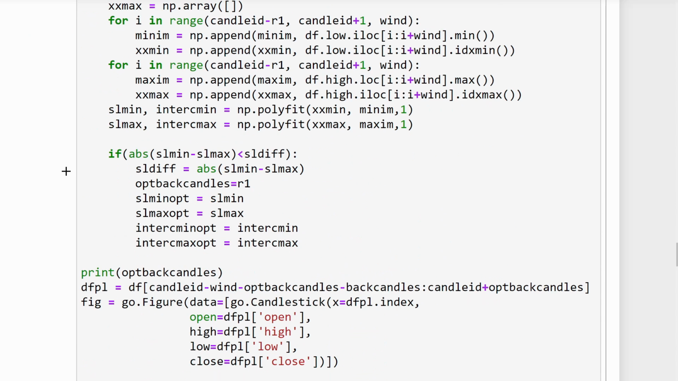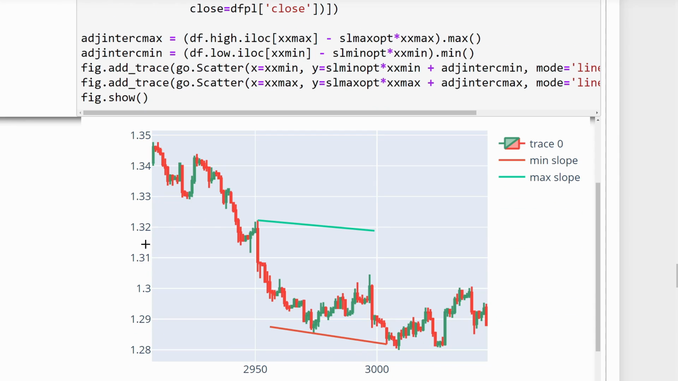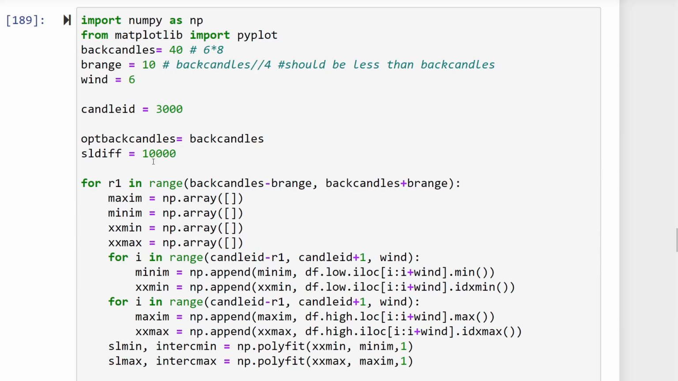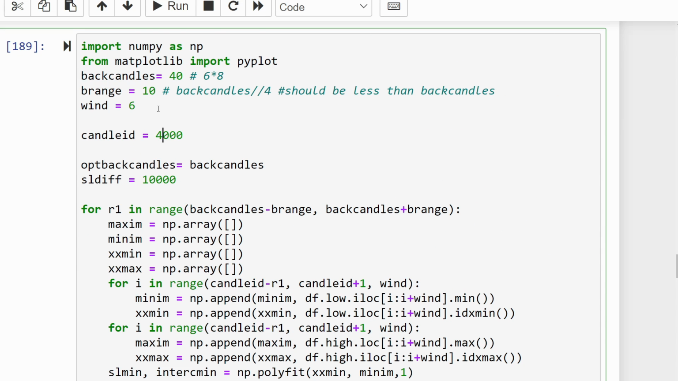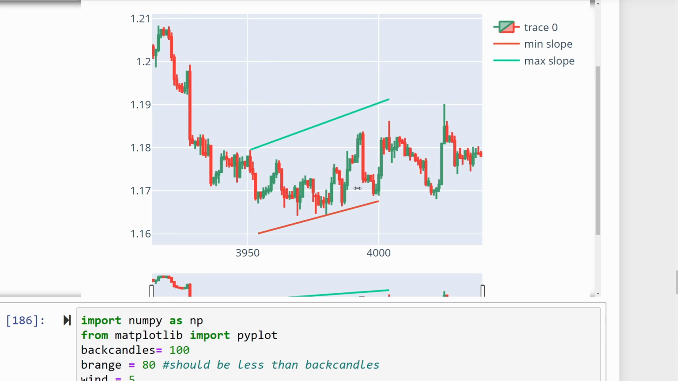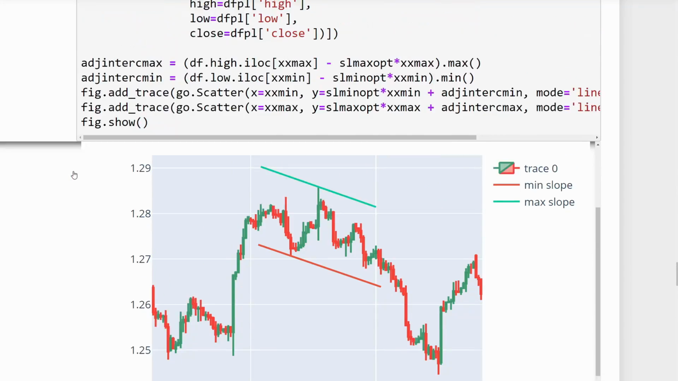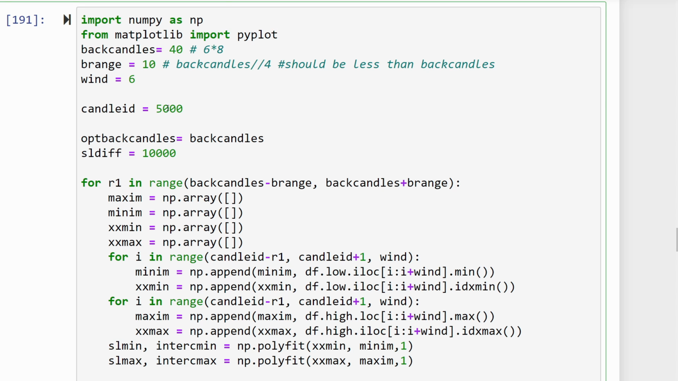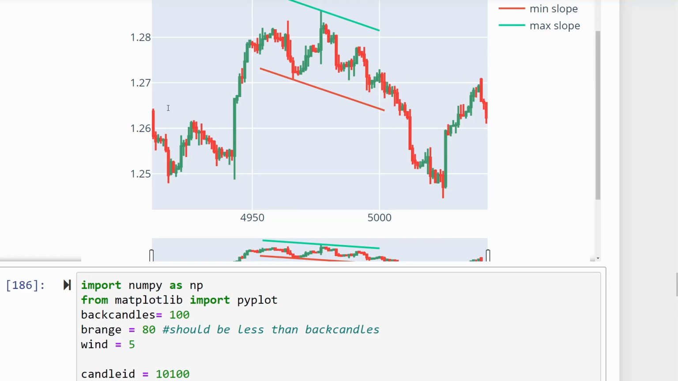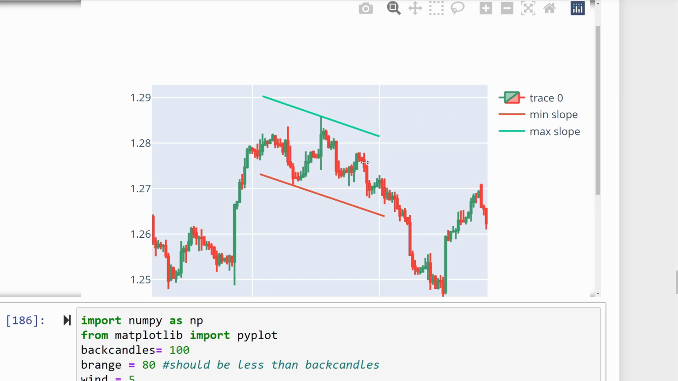It's worth mentioning here that sometimes you simply don't have a channel. You don't have a really defined channel that is wrapping the price. It might work very well for some situations. Let's take a different candle ID, for example, 4000, and we can see that it's almost parallel. So the algorithm is trying to find the situation where we have almost parallel slopes. We can also try one more candle ID. Let's check at 5000, for example. Okay, it's not this one. Let's check another candle ID, and here we have another defined channel that is wrapping the price movements. This one looks better anyway.